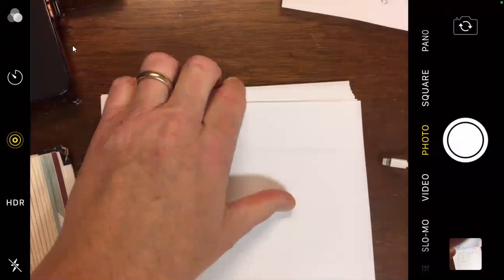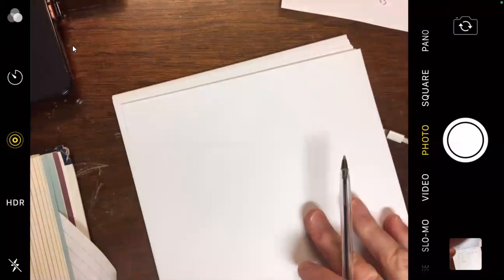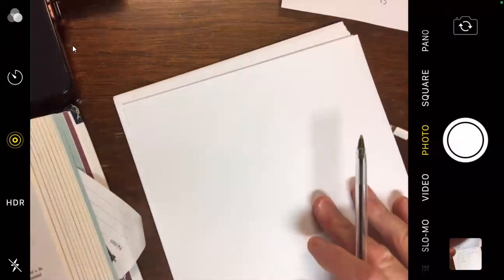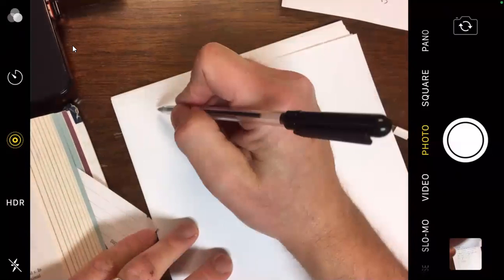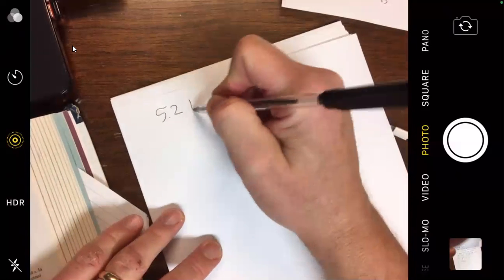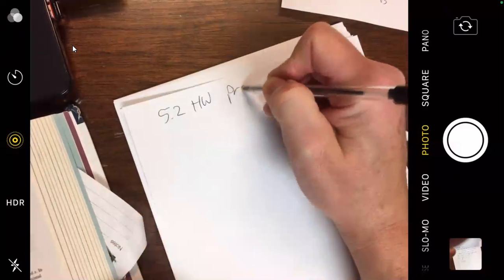We'll work some practice problems out of 3-2 then. And this is 5.2, I'm sorry, 5.2 homework practice.